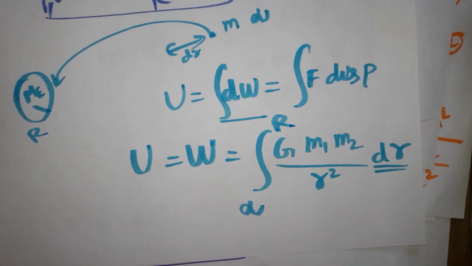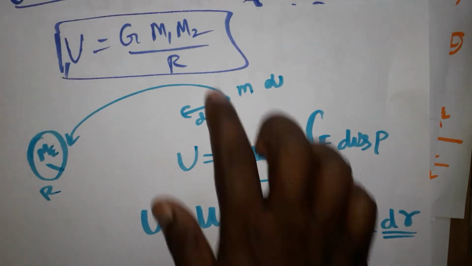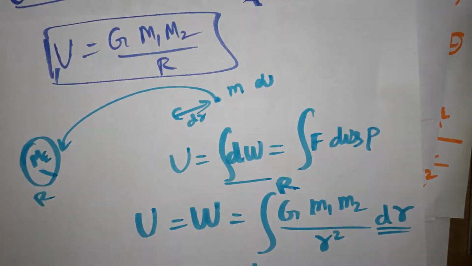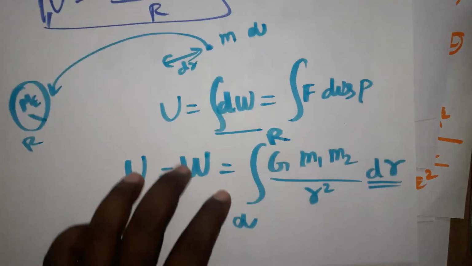Infinity to on the surface of the earth. Right now we are solving for gravitational potential energy. What is the equation for gravitational potential energy? This is the equation, but it's not the actual method to solve. We have to solve it like this.